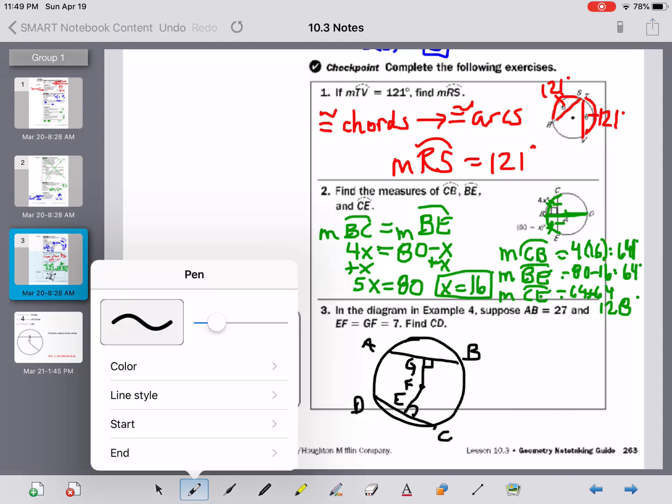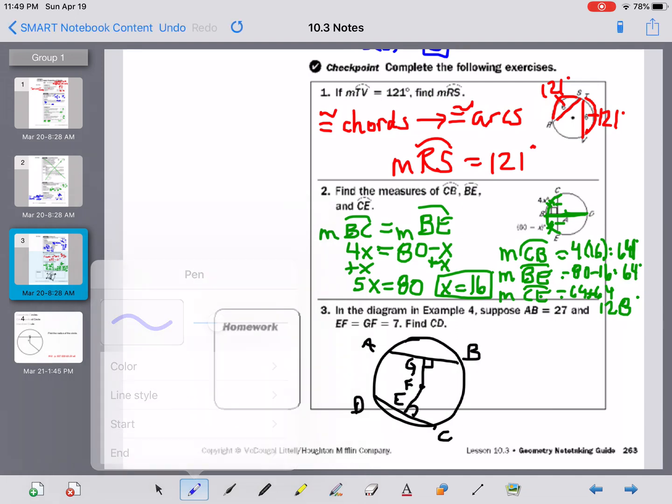All right, let's label up what we know. It says in this new diagram, using this picture from example 4, AB is 27. So my chord AB is 27. Then it says EF is equal to GF, so both of these are equal at 7. And it says find the length from C to D.